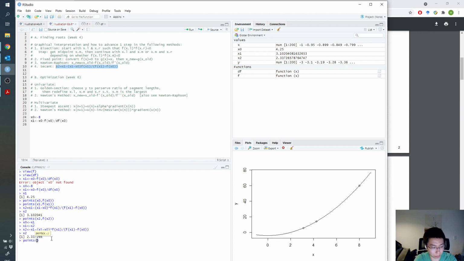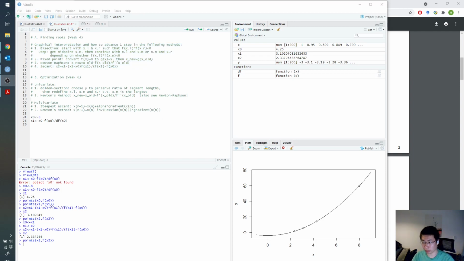And I can also plot this x2. So we see that if we started with these 2 points, then the secant method is going to give me this point. And again, I can continue doing this so that I move closer and closer to this root at 2. Okay, so that's how that would work.